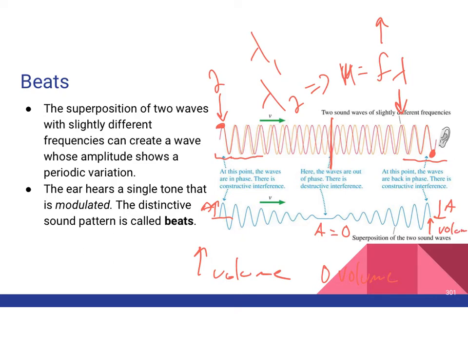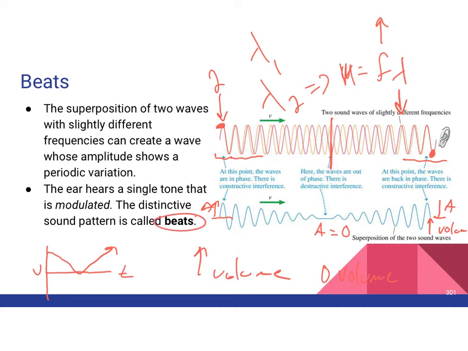So what happens if I were to graph, and this is an arbitrary graph, volume as a function of time? It would go down and back up. And this periodic variation of loud, soft, loud is a beat.